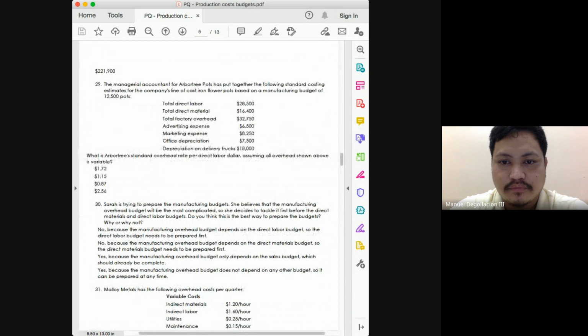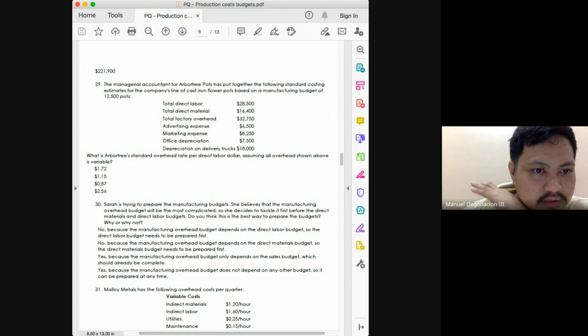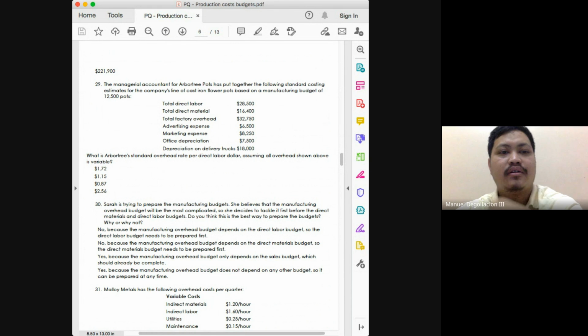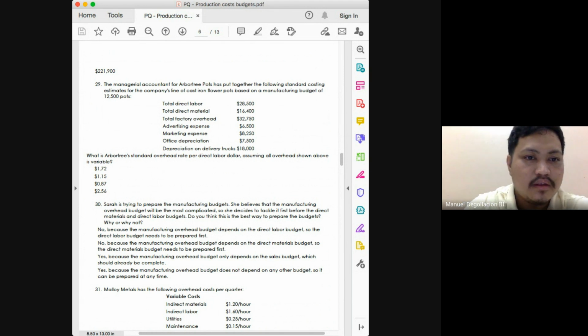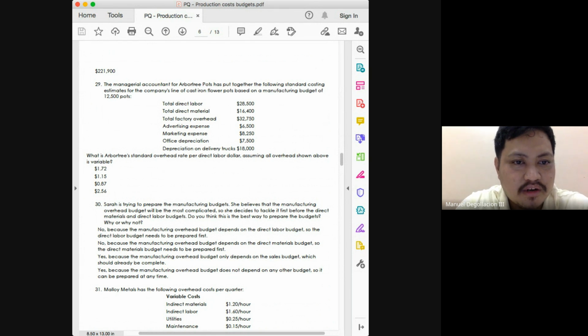And then 29, what is the company standard overhead rate per direct labor dollar, assuming all overhead shown above is variable? So basically, you're asked what's the application rate, how much overhead cost you will have per direct labor hour. So you just divide your total overhead by your total direct labor.